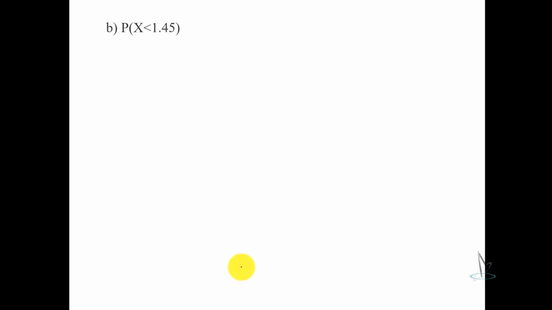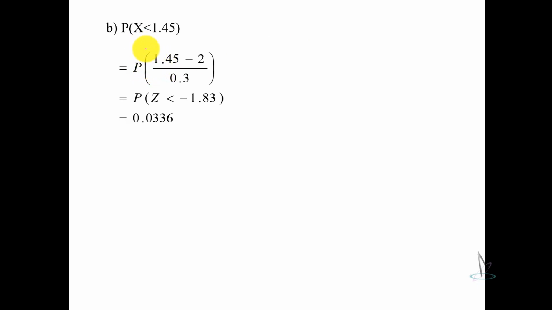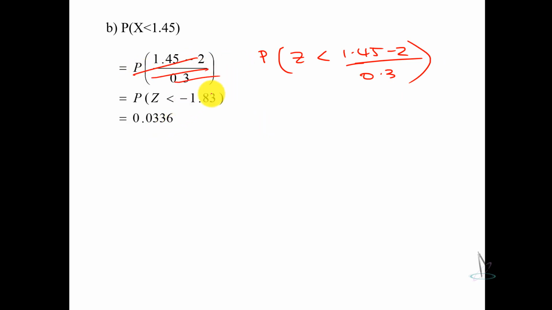Next, less than 1.45, again standardize them. So what do you need to do? So this is Z less than, oh I missed that one. So this is supposed to be the probability of Z less than 1.45 minus 2 over 0.3. Okay, so when you simplify them, this one is Z less than -1.83.